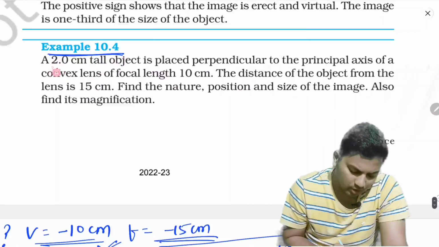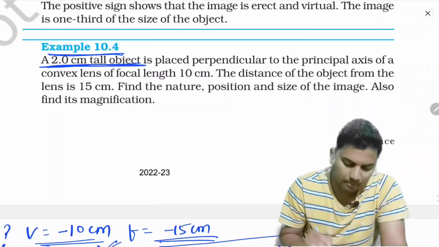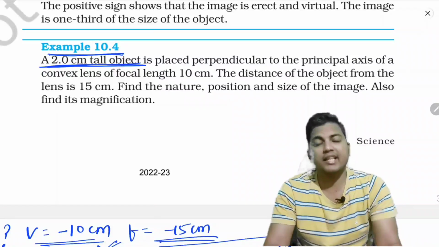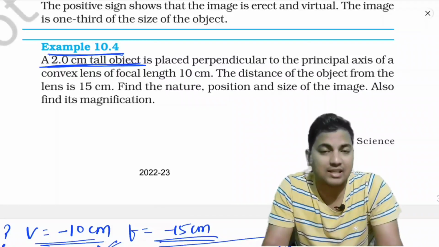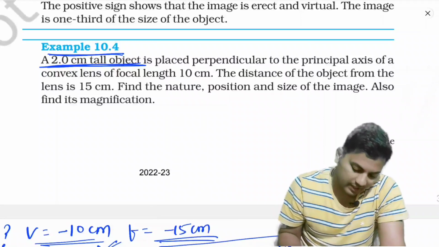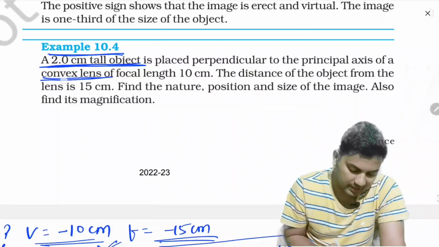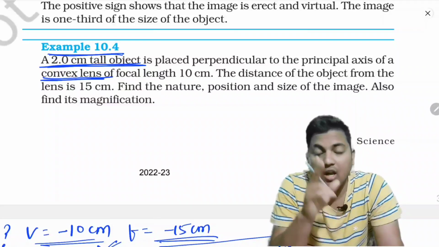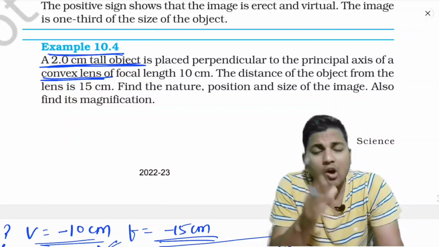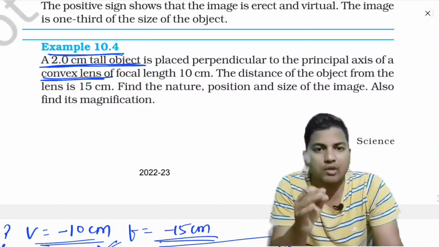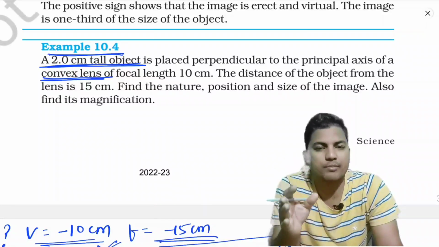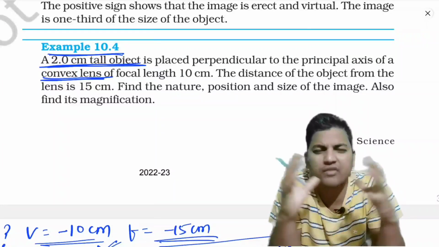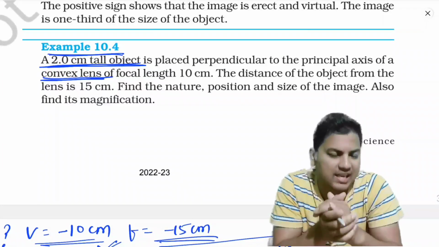A 2 cm tall object is placed perpendicular to the principal axis. Obviously, we always place any object perpendicular to the principal axis. That's our sign convention. Next, of a convex lens. Here it is asked about a convex lens, not concave. Please remember that we have read all the 6 cases very beautifully in previous classes. So if you have not watched, please go through the previous lectures so that you will get wonderful concepts regarding concave and convex lenses.